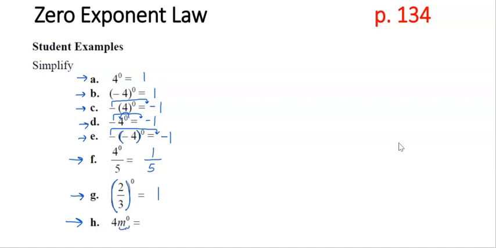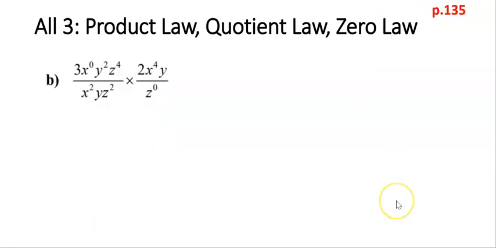M to the power of 0 becomes 1. So we have 4 multiplied to 1. We need to be careful with these ones with coefficients. So this is 4 multiplied to 1. Our final answer here is 4 simplified. This question on page 135 applies everything that we've learned in these 3 lessons: product law, quotient law, and the zero law. So let's get started.